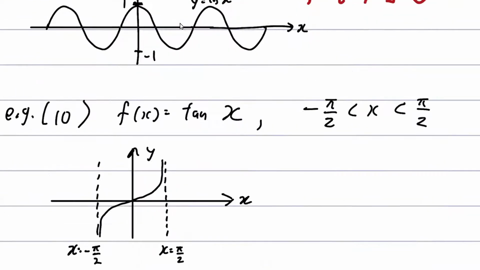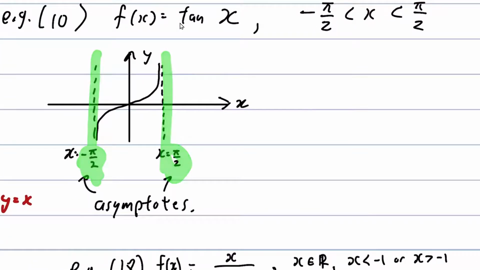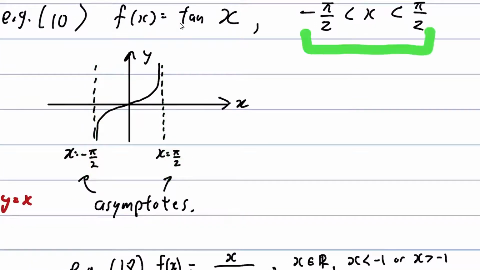So example 10, Hendra next. Asymptote, x equals negative pi over 2, positive pi over 2. I gave the domain to be that already. So what's the range?